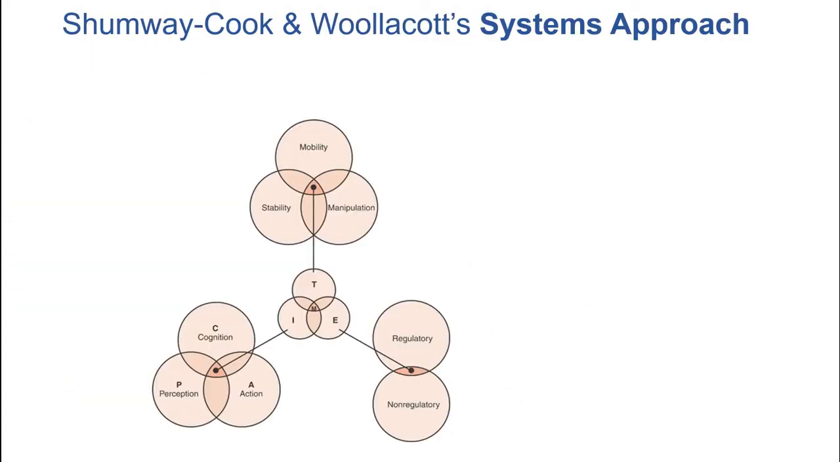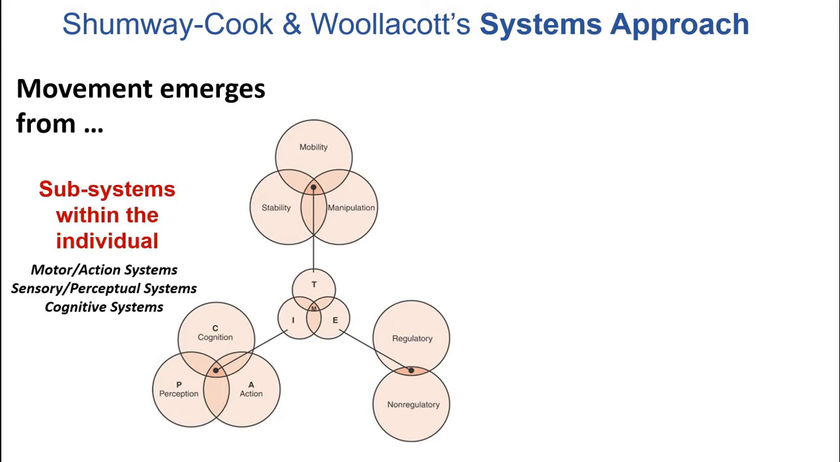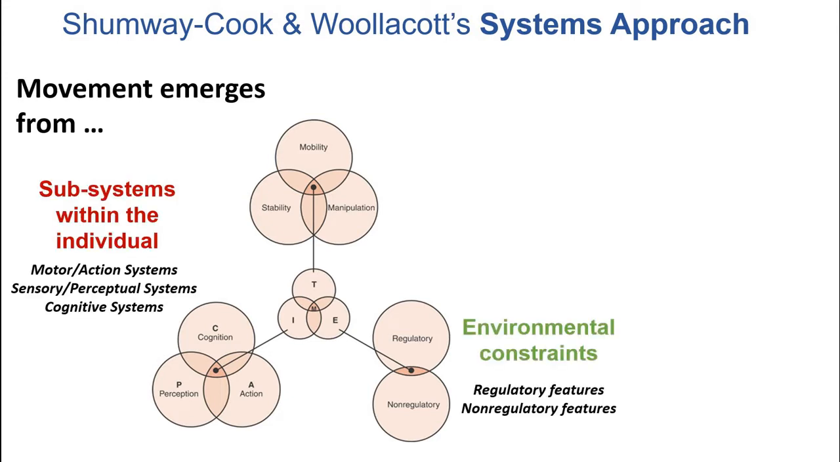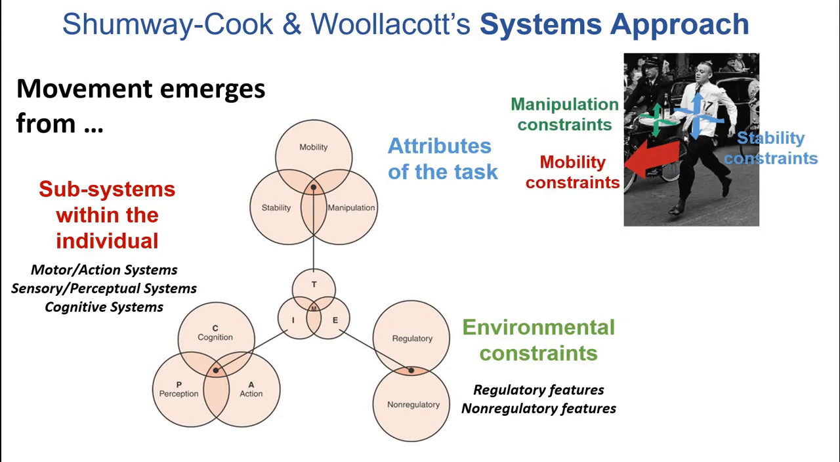We can also understand mobility in the context of the systems approach model. As we've discussed previously, in the systems model, movement is assumed to emerge from a context of constraints. This context of constraints includes subsystems within the individual, environmental constraints, and attributes of the task. If we think about the attributes of a task, we can think about where we are in the class at the moment, and also where we're going to be going in this class. The basic attributes of a task are stability, mobility, and manipulation.